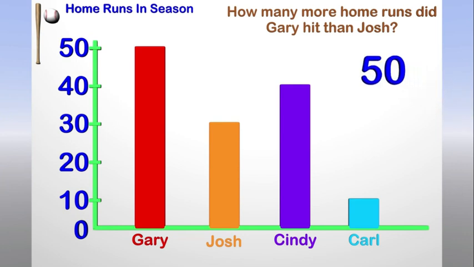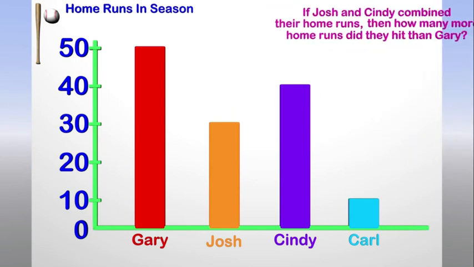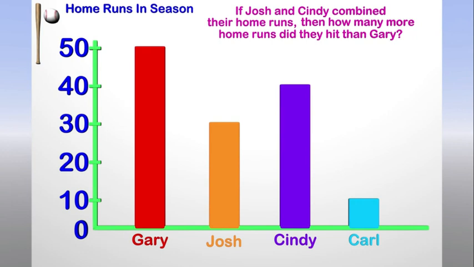Gary had 50, and we subtract the amount Josh had, which is 30. What is 50 subtract 30? The answer is 20. Gary had 20 more home runs than Josh. Great job! Using the bar graph, we solved the problem. Here is another problem that we need to solve. The problem says if Josh and Cindy combined their home runs, then how many more home runs did they hit than Gary? This question is a little bit harder because there are two parts to solve. How would you solve this problem?